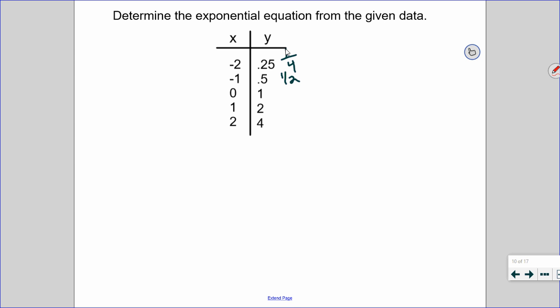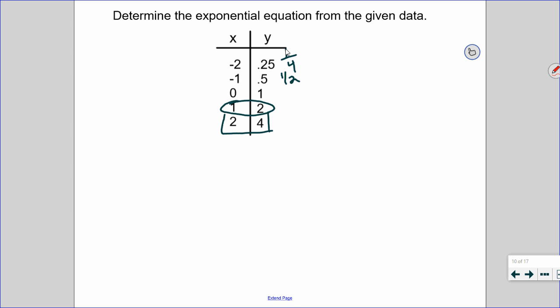Again, you can pick any 2 points. Some points are better than others. If you want to do it just like we did on the last one, I pick 1, 2, and then I probably pick the 2, 4 to make it easiest for you.